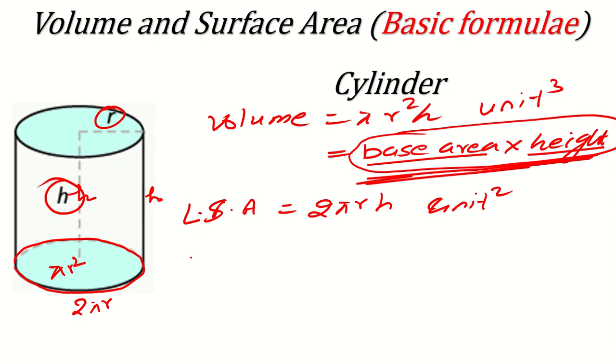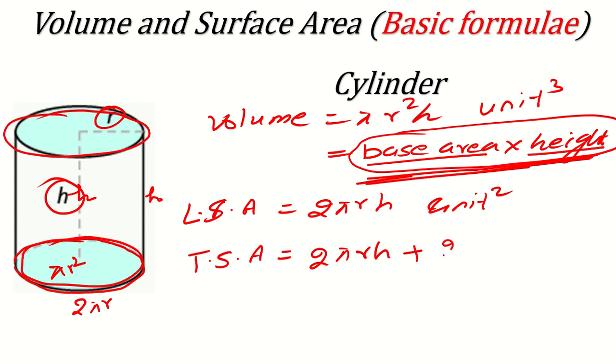and volume will be in unit cube. Okay, and total surface area TSA will be the lateral surface area, which is there already, plus one circle area up and one circular area down. So it means 2 pi r square also. So you can take 2 pi r common, and in the bracket you will get (r + h) unit square. Okay, so this is about cylinder.